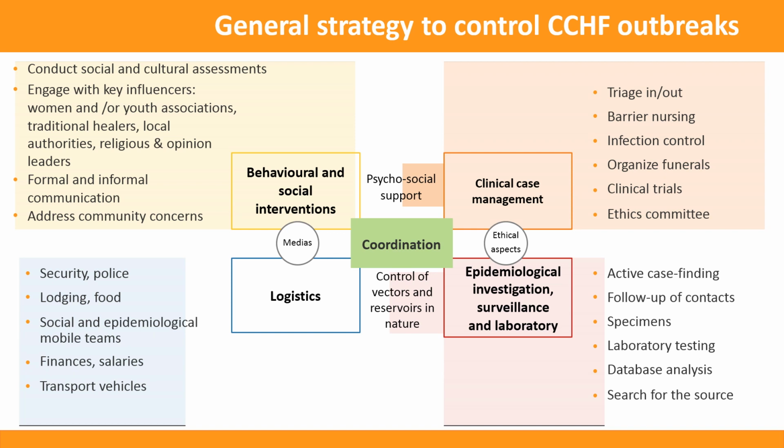The general strategy to control CCHF outbreaks is common to many disease outbreak responses, like what we have heard about and read about with the dengue fever outbreak and others. It's based on four pillars: clinical management, epidemiology, surveillance and laboratory, behavioral and social intervention, and logistics. Logistics because we need all the support in terms of men and material to achieve our goal. All these pillars are coordinated by a strong coordination body.